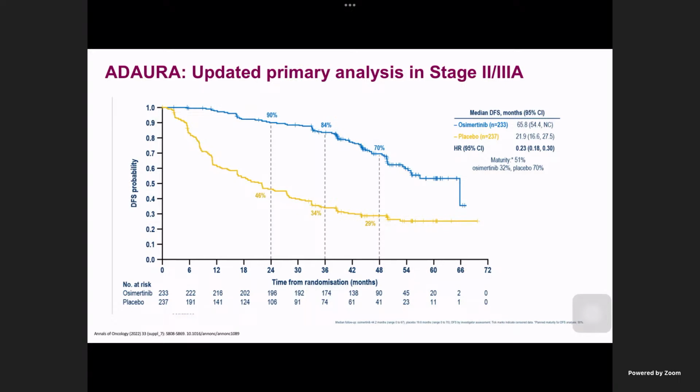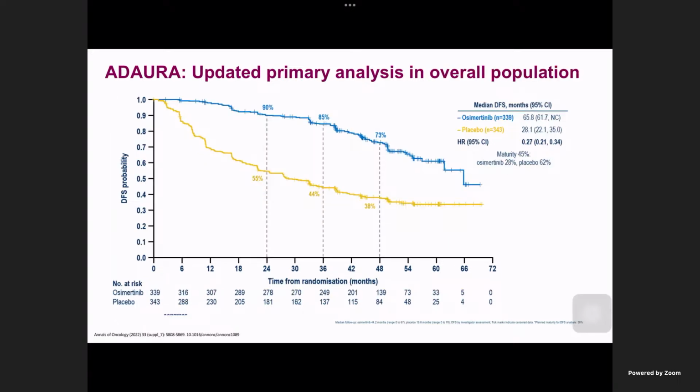So which shows the clear separation of the curves. So the median DFS in the stage 2 and the 3A subset of the patients, which was the primary endpoint of the study, shows the median DFS was 65.8 months as compared to 21.9 months in the placebo arm. So giving osimertinib in the adjuvant setting was meaningful.